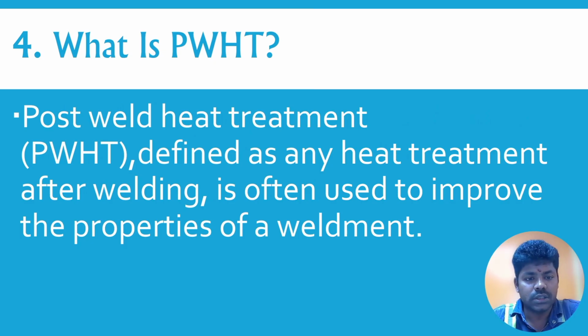What is PWHT? PWHT means post weld heat treatment, defined as any heat treatment after welding, often used to improve the properties of the weldment. After completing the weld, as per the WPS, we need to follow the WPS. If the WPS mentions PWHT as necessary, we need to do PWHT. PWHT is a higher heat treatment at high temperature. They give high temperature because during welding the weld metal has unequal temperature. So we apply high temperature heat to equalize the temperature, and that will improve the properties.